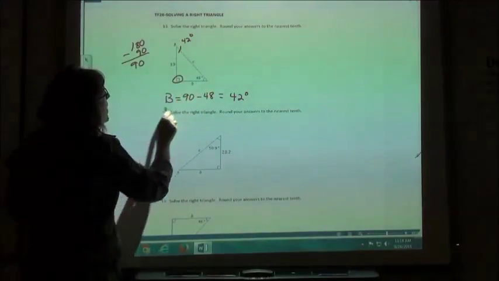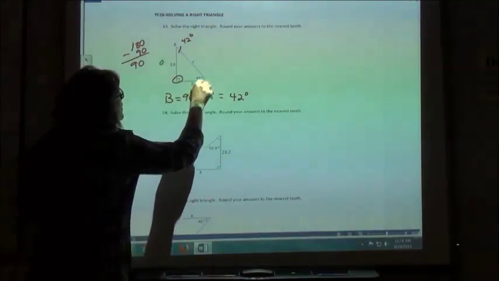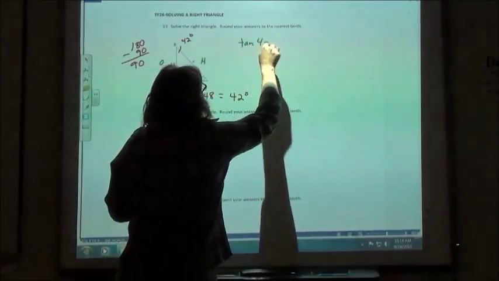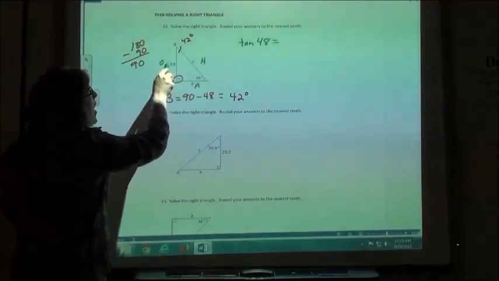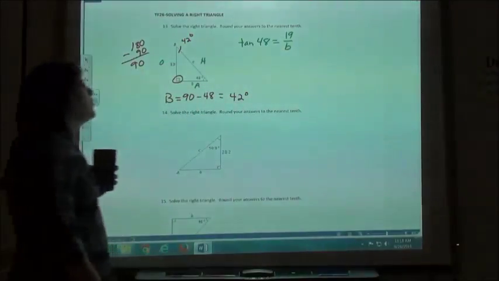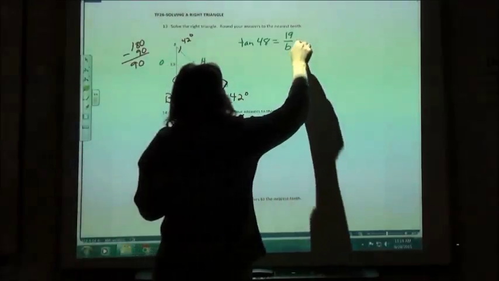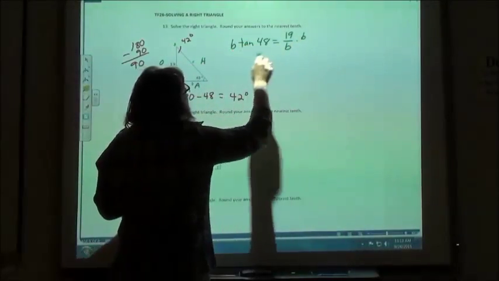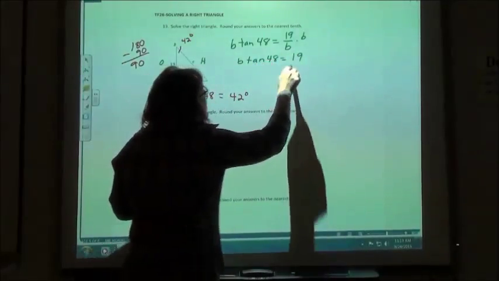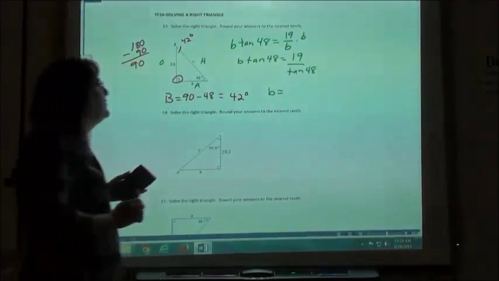So here, if I'm going to find B, I'm going to have the opposite and the adjacent. And so I'm going to use the tangent. I'm going to say that the tangent of 48 degrees is equal to the opposite over the adjacent, so 19 over B. So these are like those first few problems we did where we were finding the missing side. We need to solve that. So we're going to times by our B, and then we have B tangent of 48 equals 19. So we divide by the tangent of 48 and get the B by itself, right?